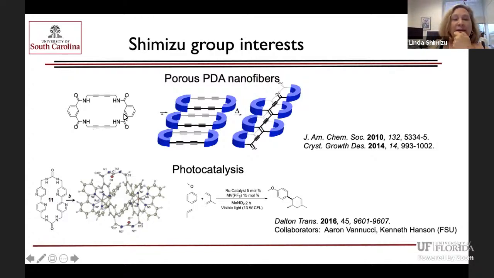So we made a tetra-amide system that pre-organized diacetylenes into columnar materials. And then when you heated them, these underwent a single crystal to single crystal transformation to make porous polydiacetylene nanofibers, which was really cool for us. We were never able to get funding in this area, but we got some cool papers out and were able to answer some neat questions. We're also interested in photocatalysis.